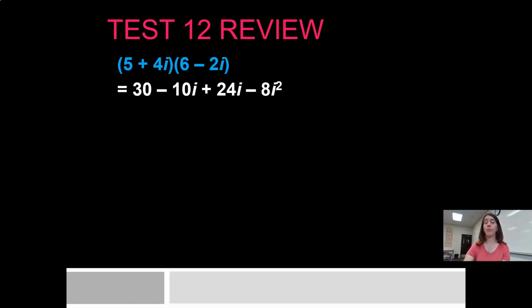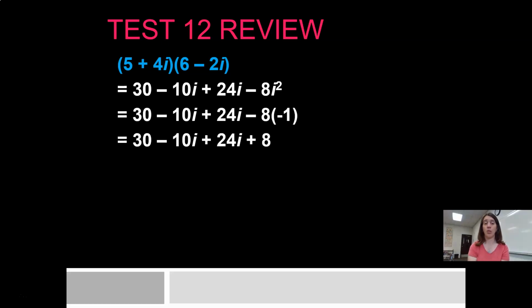Just like the last question, we have a higher exponent of i that we need to replace. i squared is equal to negative 1. When I multiply that out, I came up with 30 minus 10i plus 24i plus 8. So I waited to put my like terms together until I've completely replaced the higher powers of i in the question. Now, which terms can I put together? We have the 2 constants of the 30 and the 8. So 30 plus 8 would give me 38.